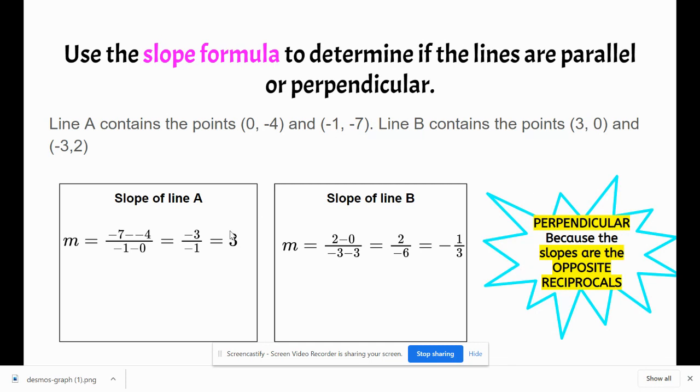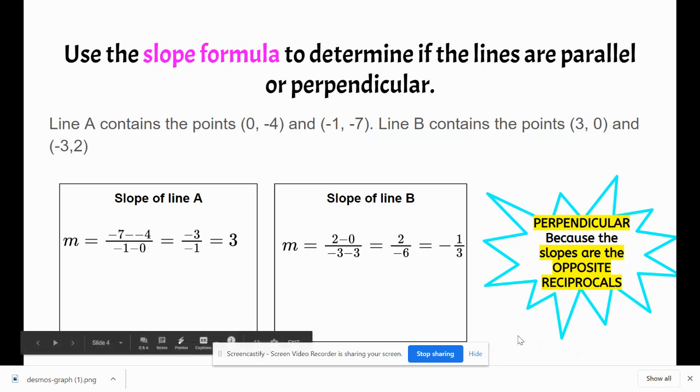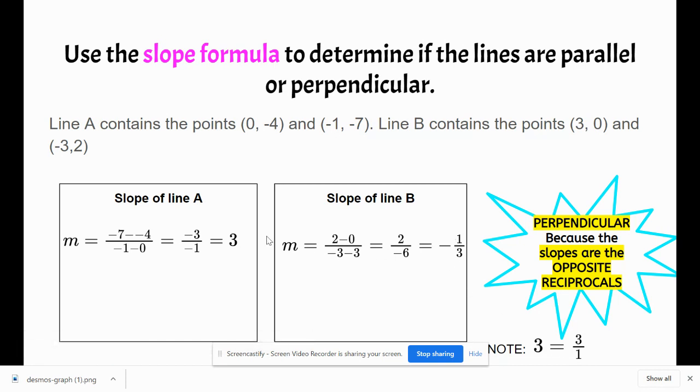So let's fact check that. Do they have opposite signs? Yes, line A has a positive slope, line B has a negative slope. Are they reciprocals? We must remember that any number can be written as a fraction, so 3 is actually 3 over 1, and so if we flip that, we do get 1 over 3. So in fact, these are opposite reciprocals, which means that line A and line B are perpendicular.